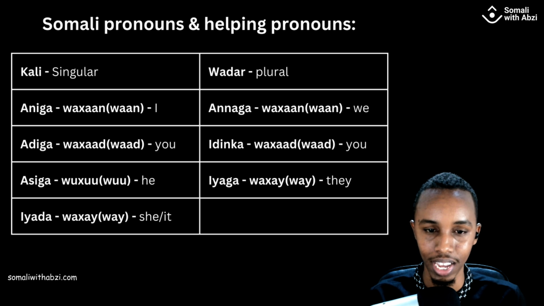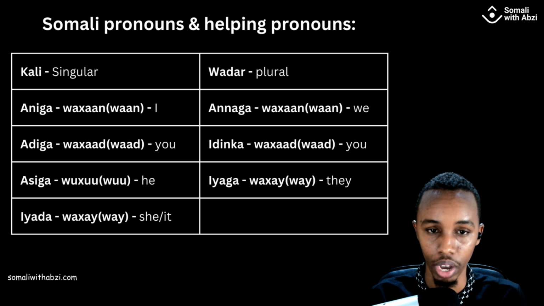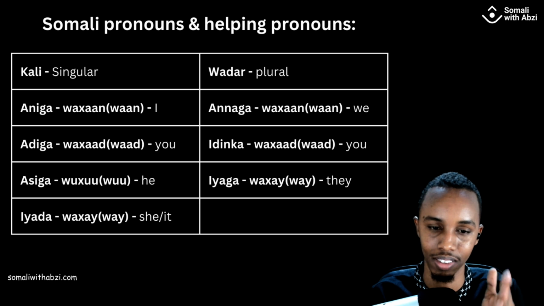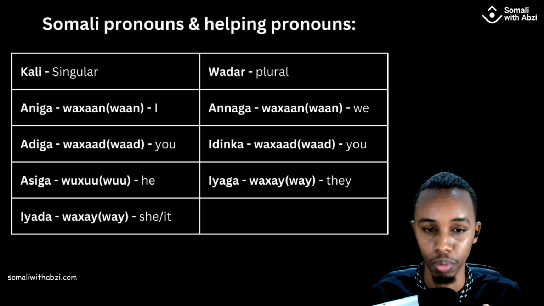For example, aniga is I, then the helping pronoun is whether waxaan or waan, depending on that sentence. And more of that I'll explain later. And so we use aniga also as an object. For example, someone is knocking the door, knock, knock, knock, and you'll say, ya waaye or wa ayo, depending on your dialect. Then the person would say, aniga waaye or wa aniga. That means it's me. So as object, we use aniga, adiga, asiga, iyada, all of the Somali pronouns.